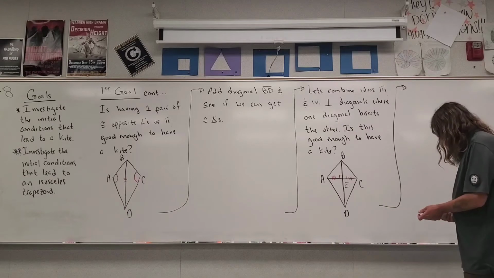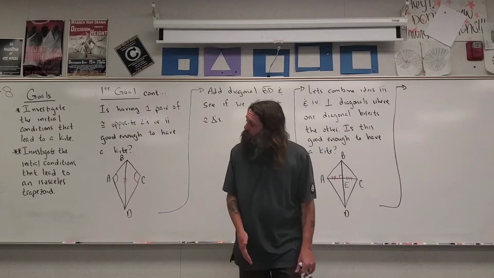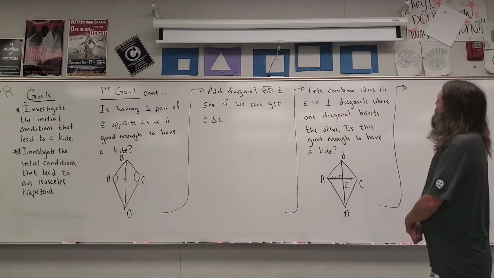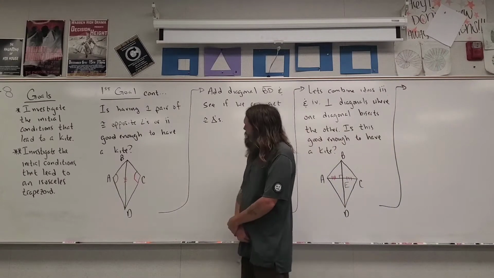I hope you hit pause and try and figure it out on your own, because if you don't hit pause, you don't try on your own, you don't learn. So I hope you try here. Does adding diagonal BD, is that enough to get congruent triangles?